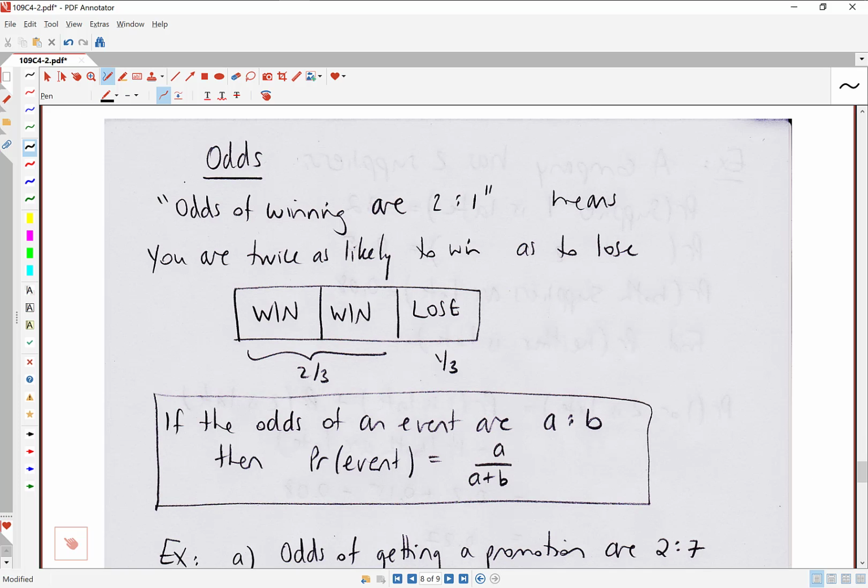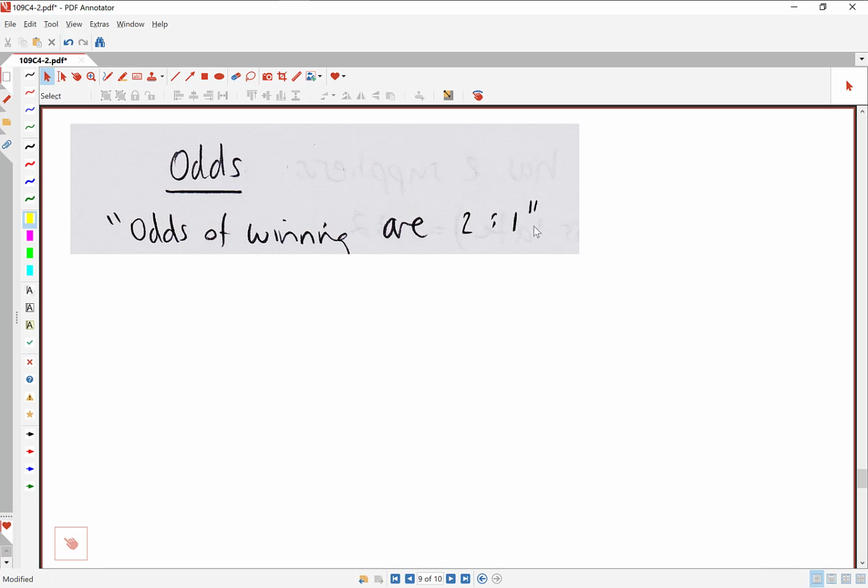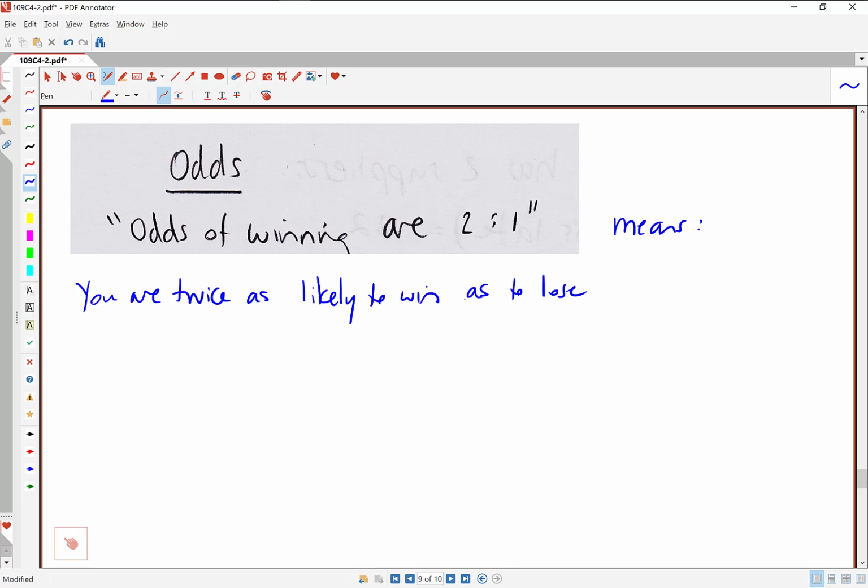So last little topic that we're going to look at in this video is the idea of odds. So something that you might hear in the real world is a statement like, say, the odds of winning are 2 to 1. So let's take a statement like this and see if we can turn it into a statement about probabilities. So when we say the odds of winning are 2 to 1, what this means is you are twice as likely to win as to lose. So when you're talking about odds, it's good to think about things in parts. You have 1 part losing and 2 parts winning.